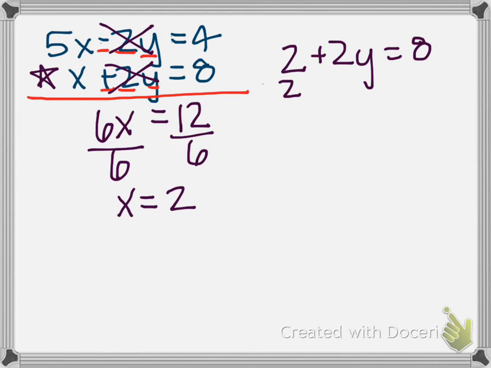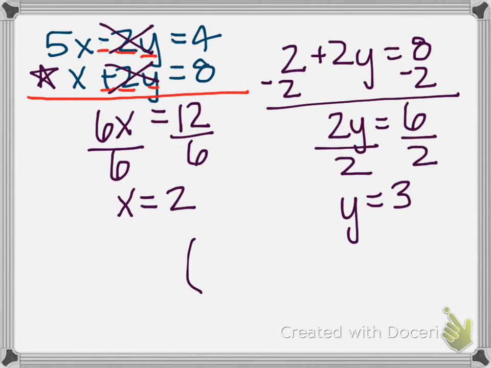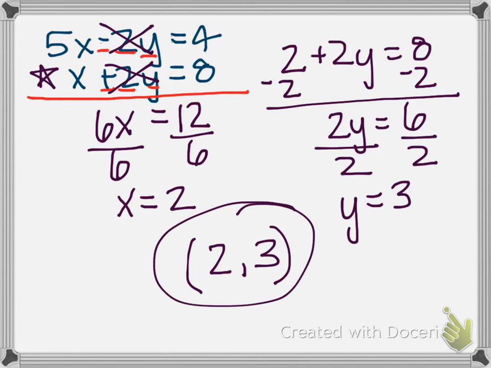I'm going to subtract 2 from both sides, and we get 2y equals 8 minus 2, which is 6. And then to get y by itself, we divide by 2 on both sides. So I end up with y equals 6 divided by 2, which is 3. And now for my final answer, I'm going to get 2, 3. And that's what we would type into our answer box.